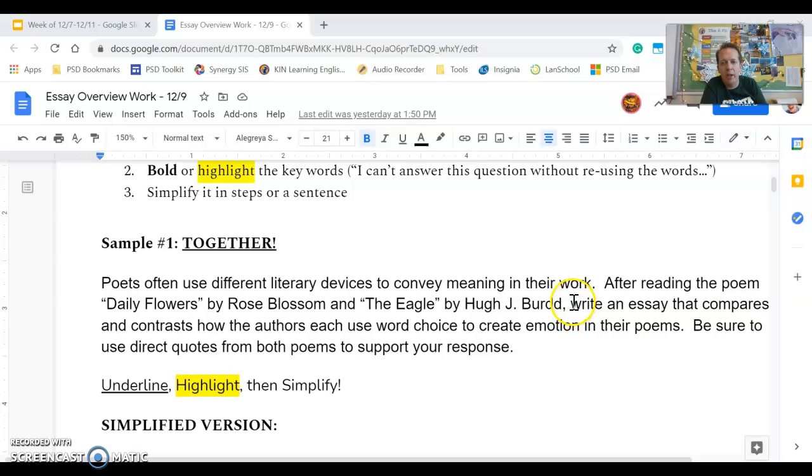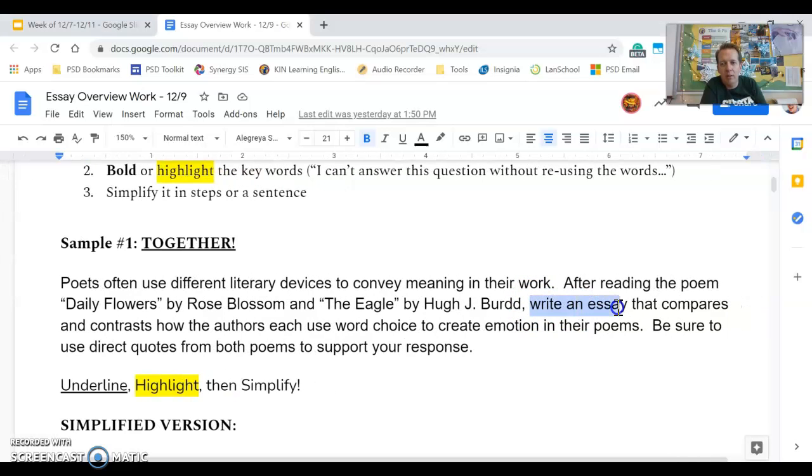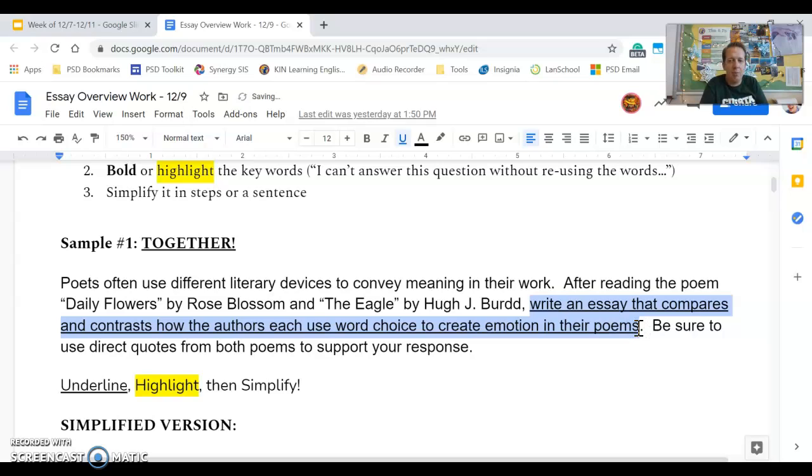But somewhere in there, specifically this part: write an essay that compares and contrasts how the authors each use word choice to create emotions in their poems. That, to me, feels like a clear direction. Usually, when we're looking for the "hey, you do this" part, it's going to start with a word like write, or argue, or explain. It's going to start with an action word, something that you need to do. Write an essay that does this.